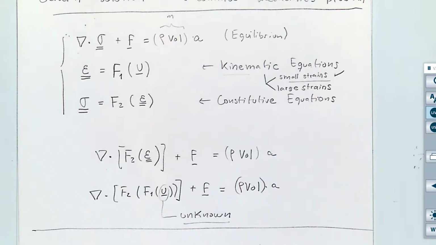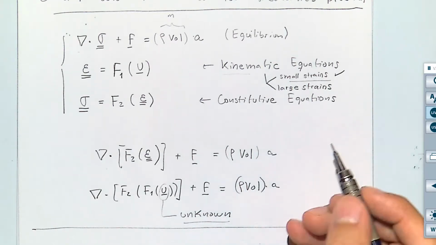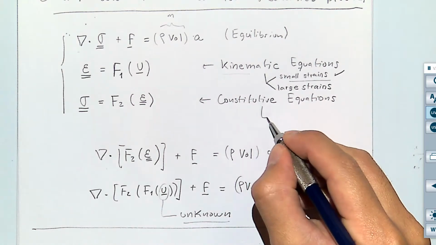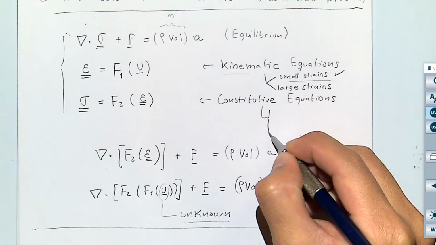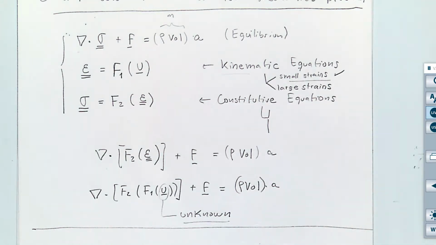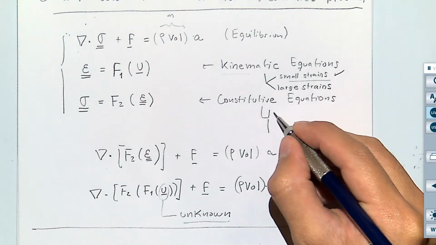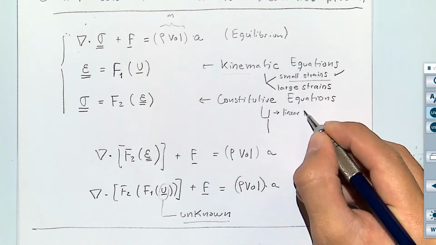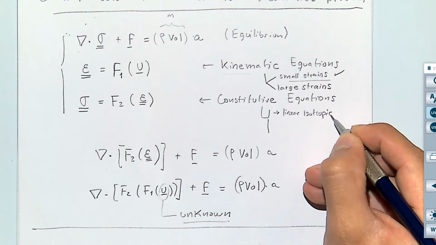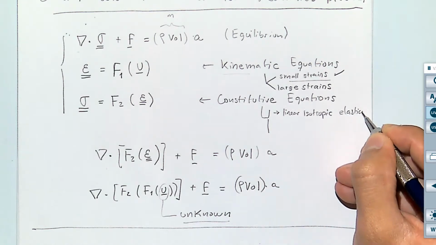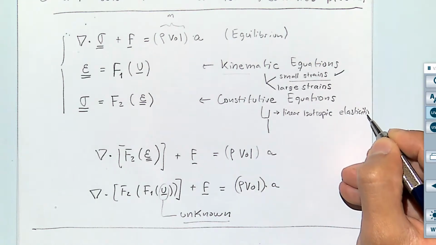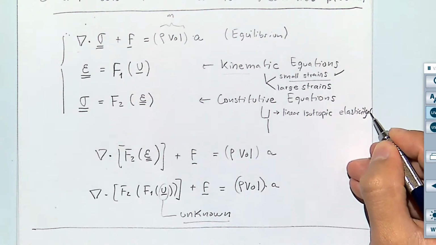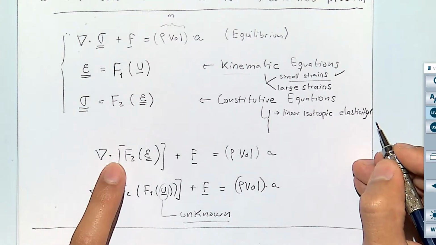And before I go into those ones, just to close the loop here, in constitutive equations, we're going to have several types of laws, and one of those, and the simplest one, is going to be linear isotropic elasticity. And these are the two that we're going to use to solve this equation over here.